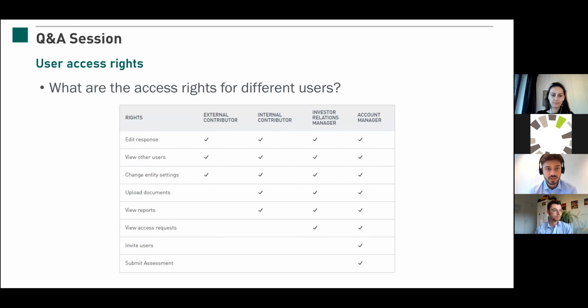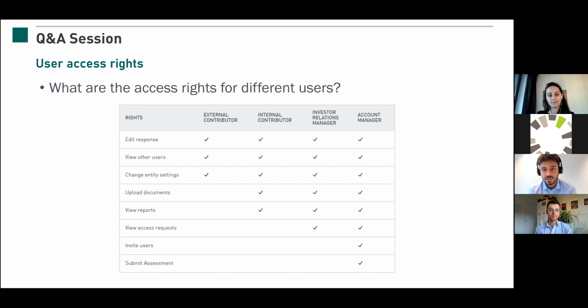And as you can see on the left-hand side, depending on which user you are, you have more or less rights. The account manager, of course, has the most rights. It can invite users, it can submit the assessments. And typically, the account manager is really that centralized person. But note that you can have several account managers on an entity, which allows you to have some flexibility and not necessarily to have to be relying on one single person to submit the assessment or to even invite other users. So there's a lot of flexibility around this. Note that you can also change the status of the user throughout the reporting period or at any point in time if you're an account manager as well.